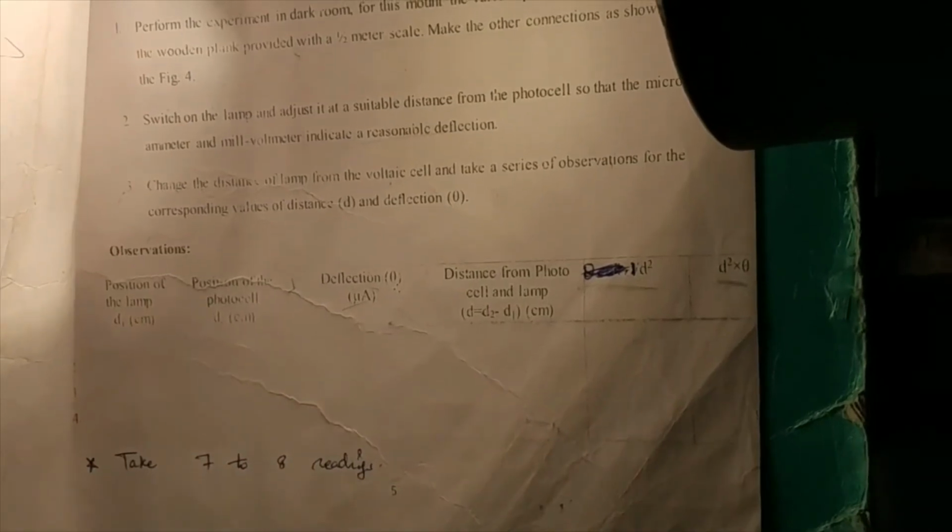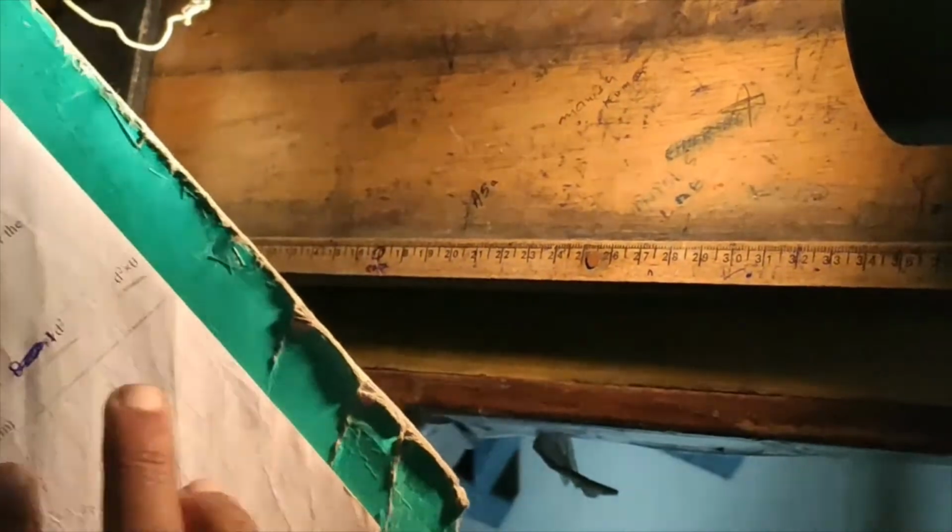Position of the lamp means where you have located it. I have placed the lamp at 49, and the position of the photocell I have placed at 0. Deflection is in microampere. And this is the distance, so you will calculate the distance: subtract D1 from D2, and you will get D. Now divide 1 by D square, and this will always be constant. Now you have to plot theta against 1 by D square.